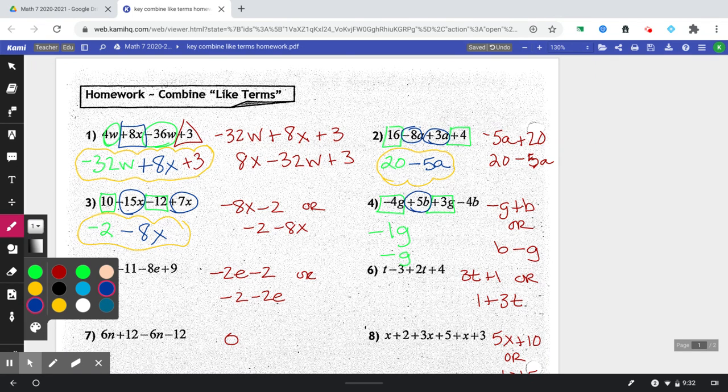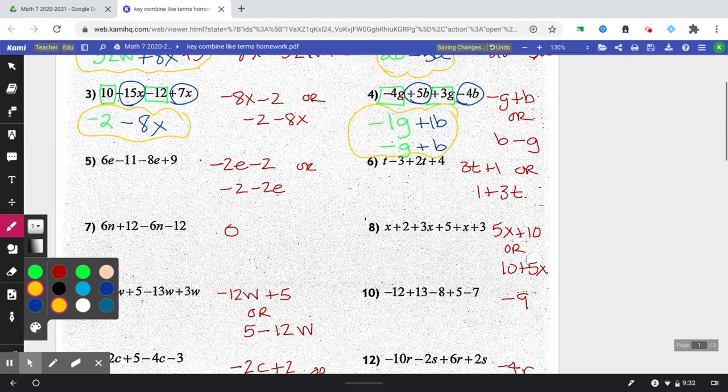Then I have my 5b and negative 4b. So that's going to give me plus b. Okay, you could say, or that's going to give me positive 1. So you could say plus 1b, or you could just say plus b. They both mean the same thing.